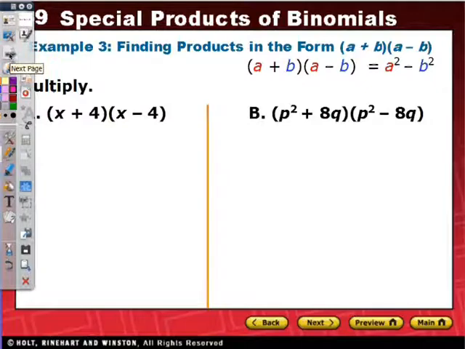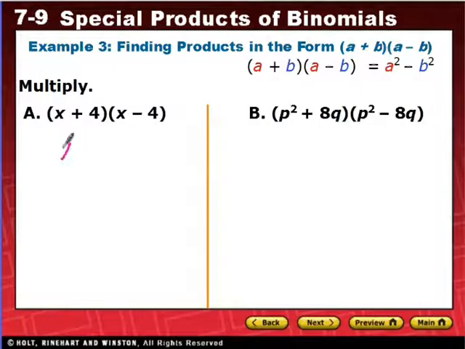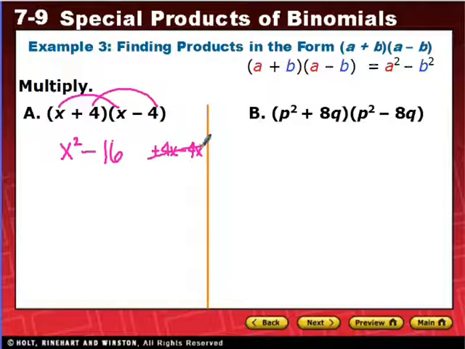Let's try a couple. These ones feel so fast and easy if you're using the shortcut because you recognize that the O and the I of the FOIL are going to cancel out. So all you have to do is the F, which is x squared, and the L, which is the last, and you're done. Because remember, the other parts would have been plus 4x and minus 4x, and those canceled out. You try the next one. P squared plus 8q times p squared minus 8q.